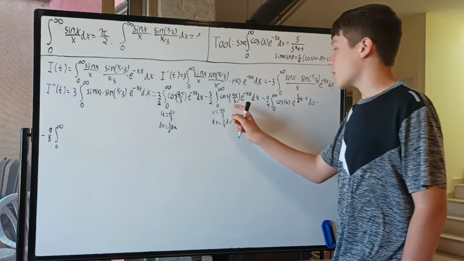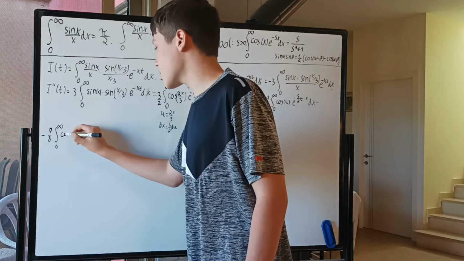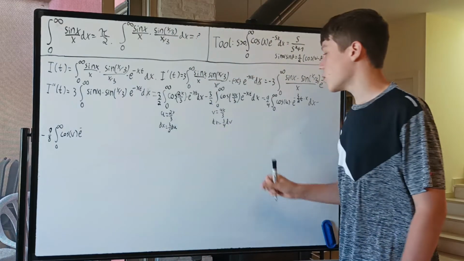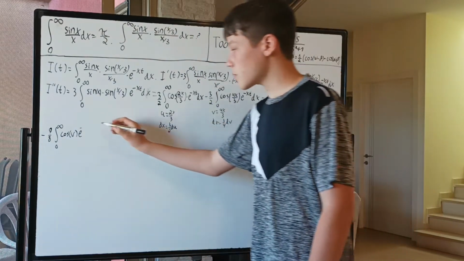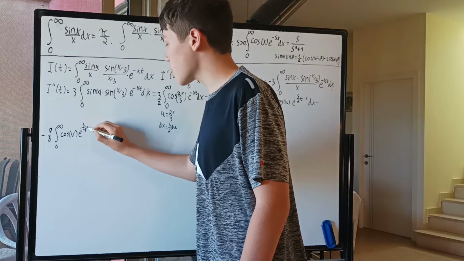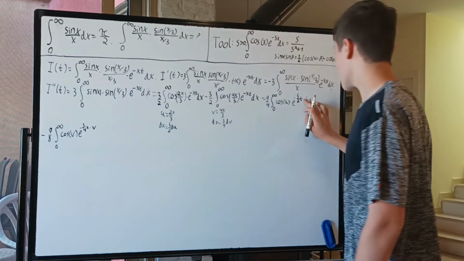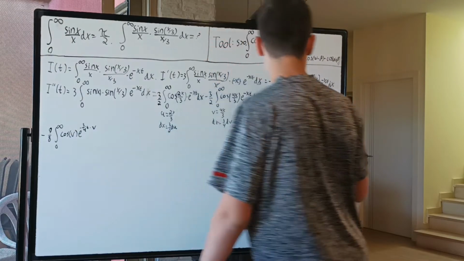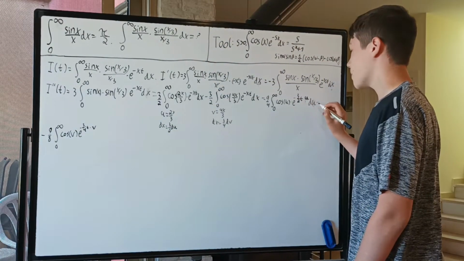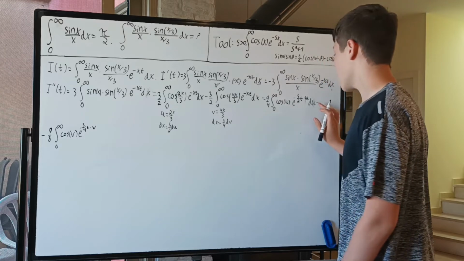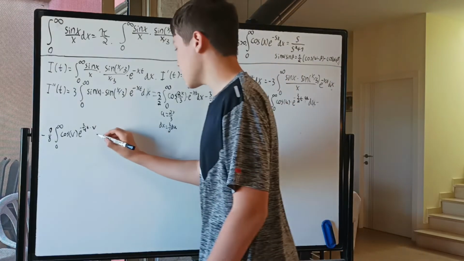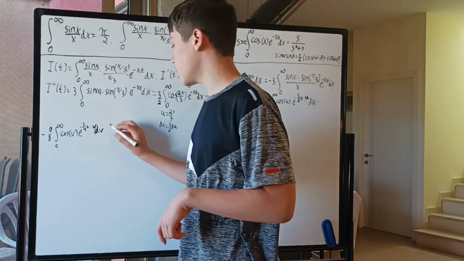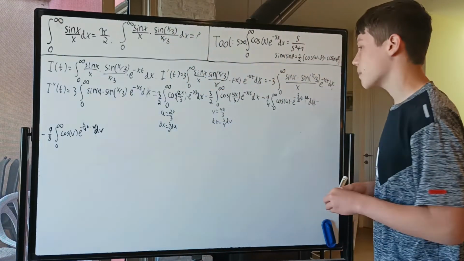Okay, 4x over 3 is v, so this is cosine v times e to the negative what? Well, x is 3 over 4 v, so this will be 3 over 4 t times v. I should write here u, not x, and it should be here du. And yes, it should be here du, and this should be here dv.